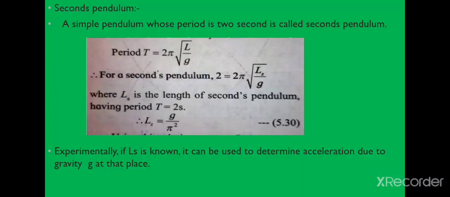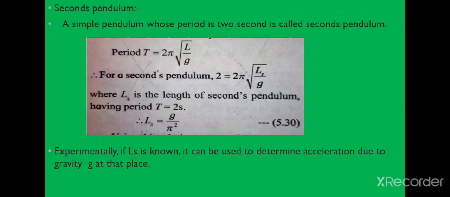Next one, second pendulum. The definition is, a simple pendulum whose period is 2 seconds is called a second pendulum. That means the period of the simple pendulum is 2 seconds. That simple pendulum is called a second pendulum. Therefore, here one diagram is given.